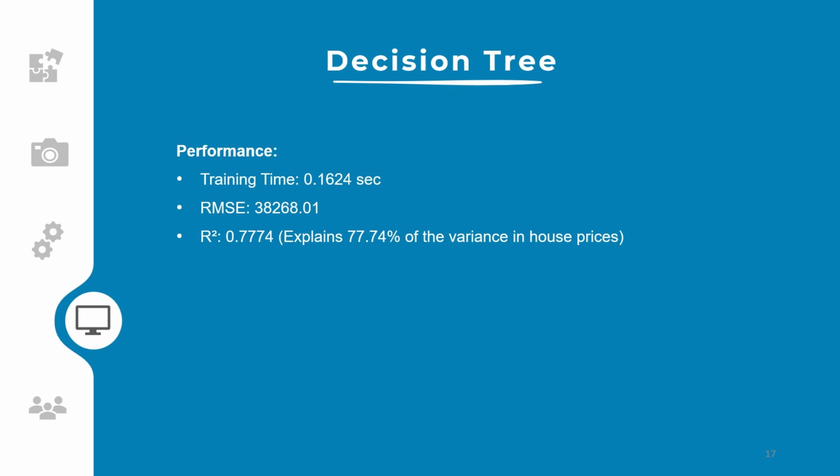This decision tree regressor has been evaluated on two different metrics: RMSE and the R-squared value. The RMSE is basically the error metric for the model. For our model, it is 38,268.01, which quantifies the average magnitude of the prediction errors. Coming to the R-squared score of the house price prediction model, the model's coefficient of determination is 0.774, meaning the model explains about 77.474% of the variance in the target variable. The training time of this model is 0.162 seconds.